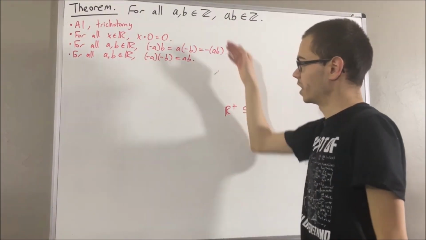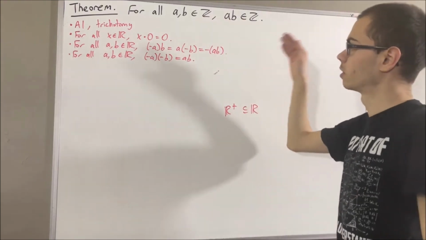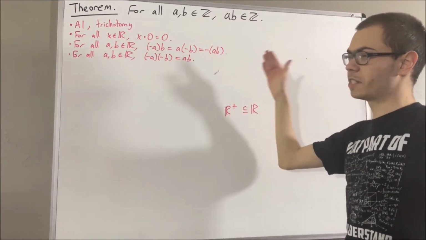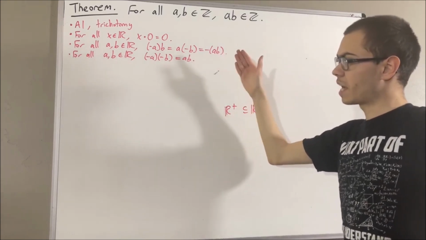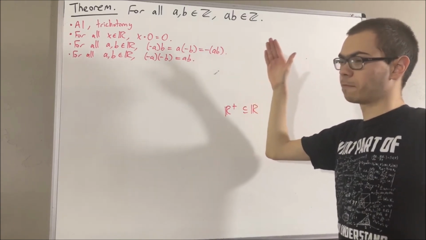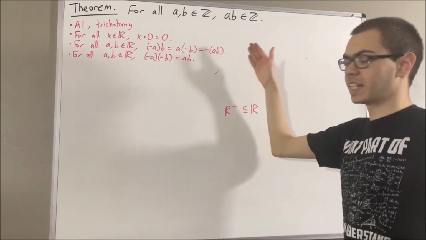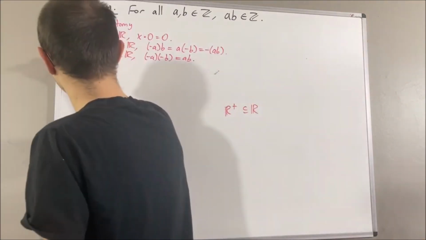So then, where do the integers come into play? Well, in our real number system, we defined the positive integers as a subset of the real numbers. And we have proven that for all positive integers a and b, a times b is a positive integer.